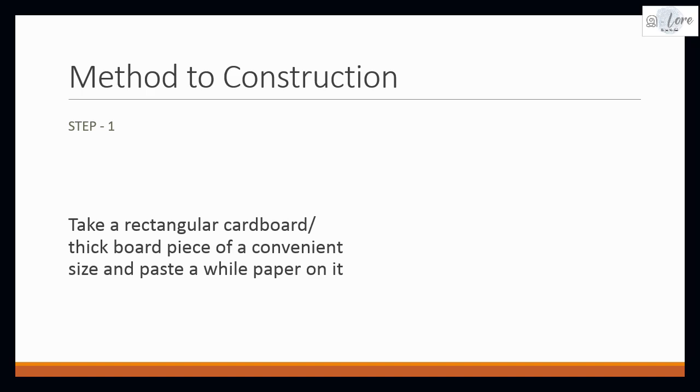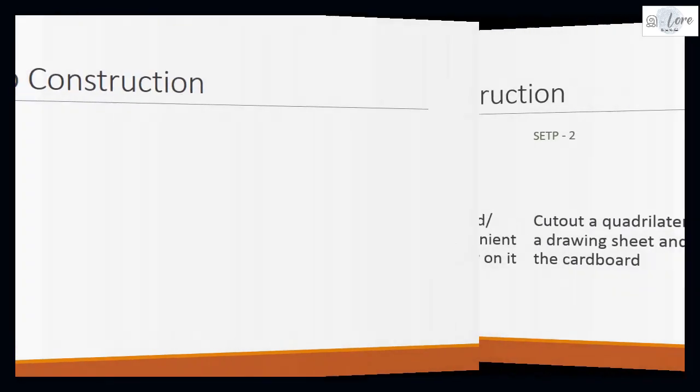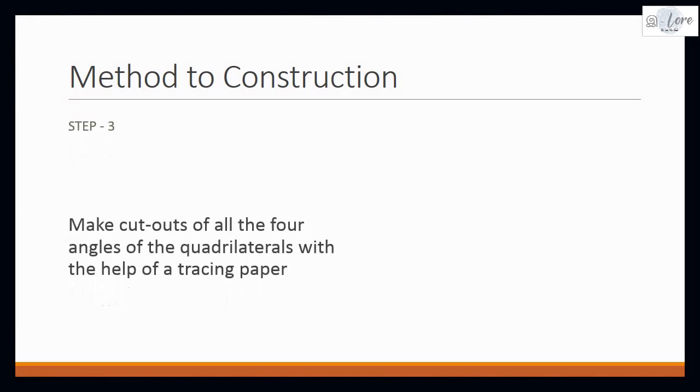The first step, take a rectangular cardboard or thick paper of a convenient size and paste a white paper on it. Then the second step, cut a quadrilateral ABCD from a drawing sheet and paste it on the cardboard. You can draw any shape of quadrilateral. You know what a quadrilateral is: a figure with 4 sides, made of line segments. So please make sure you can draw any figure. Please don't use a regular rectangle or square to get the solutions.